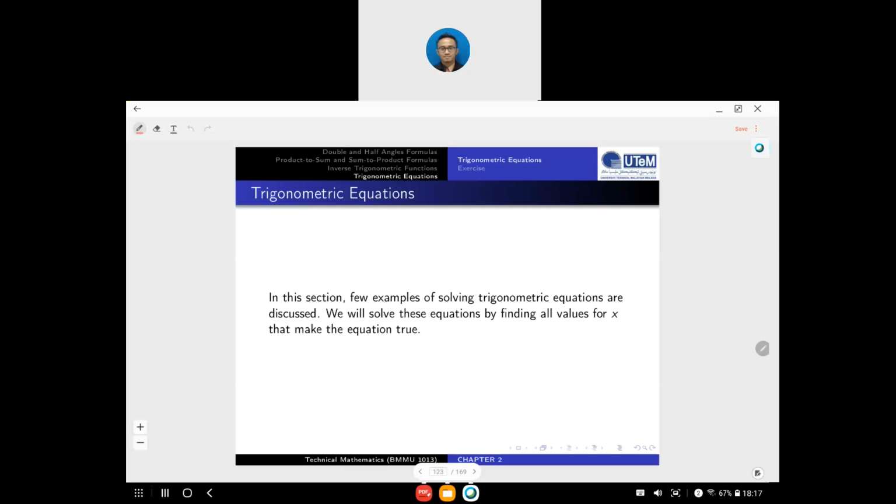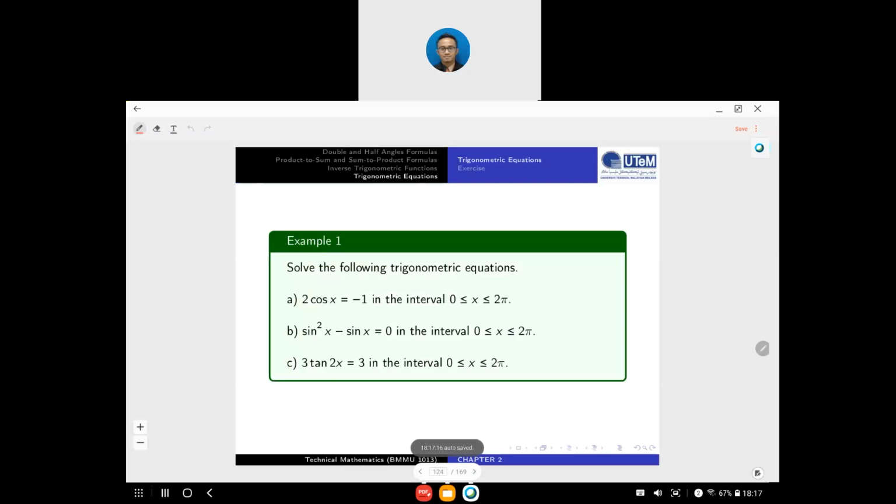So we will solve this equation by finding the value of x or the value of theta. It depends on the question lah. Okay. So for example, solve the following trigonometric equation. So awak ada a, 2 cos x equal to negative 1. The most important part, tengok dia cakap duduk kat mana. Okay. So dia cakap from 0 until 2 pi. So maksudnya semua radian tu ada. Okay, semua kuadran.